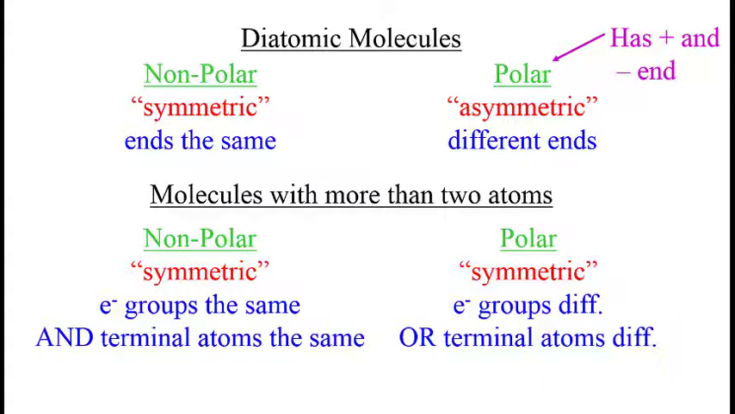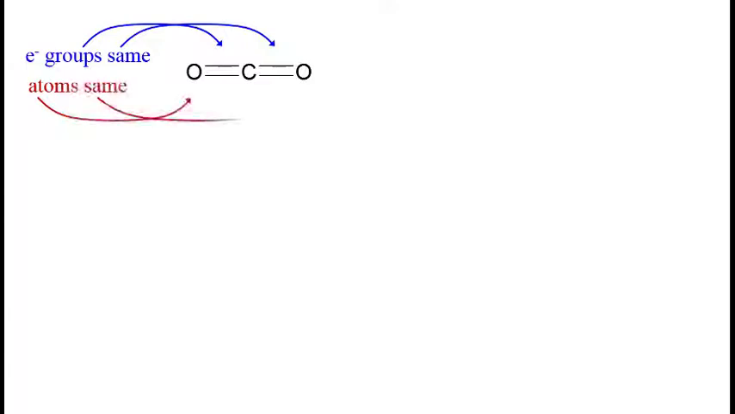If resonance is present in a molecule, we have to be careful and consider the actual bond orders, which may be fractional, and not just look at only one resonance structure. A couple of examples should help. First, carbon dioxide. We show one of the 3 resonance structures, but considering all 3, the CO bond order is 2. In this case, the electron groups are the same, both double bonds. The terminal atoms are the same, both oxygen atoms. That makes the molecule symmetric and therefore nonpolar.